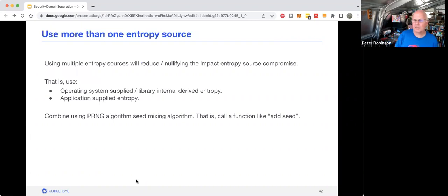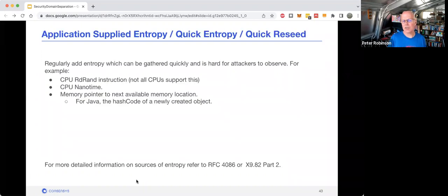Use more than one entropy source. So the operating system will give you some entropy, but the application can supply entropy as well. And so you can add seed and have it mixed in with the PRNG information. For this application entropy, on some CPUs there's something called RD-RAND, which is an instruction which gives you a random number. You should be able to trust that as a random number, but that's not available everywhere.